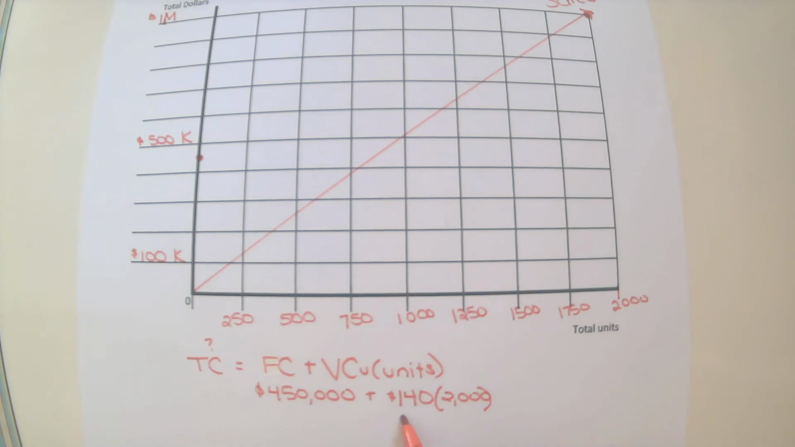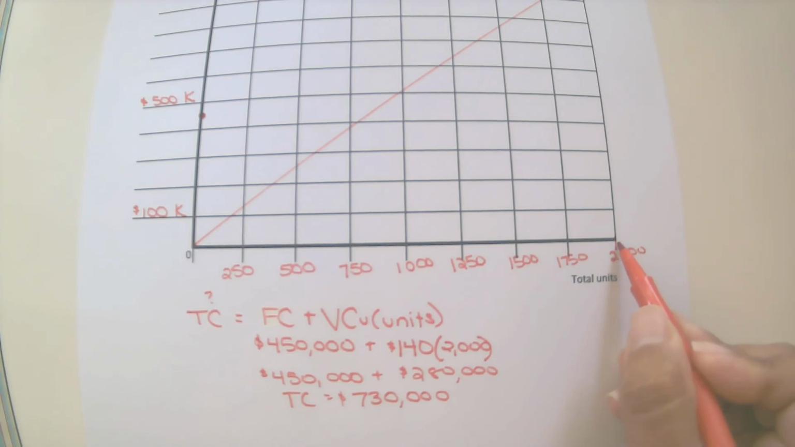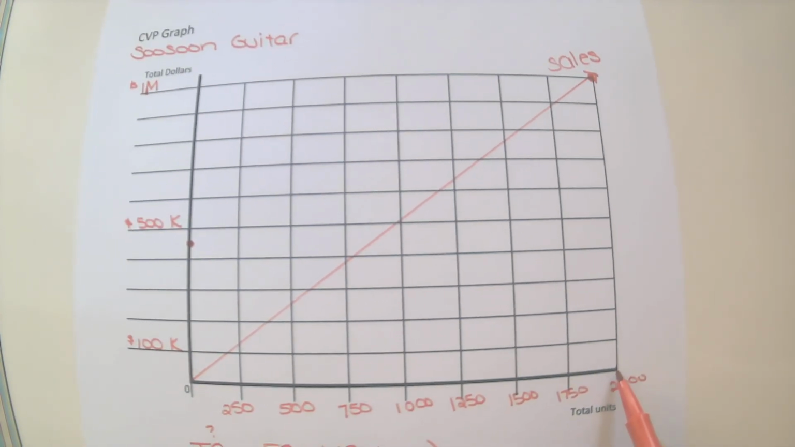So 140 times 2,000 gives us 280 plus the 450. So that means total cost when units sold are 2,000 is 730. All right. 280 plus 450. All right. So we have that total cost. So let's plot it. When units are 2,000, your total cost is 730.